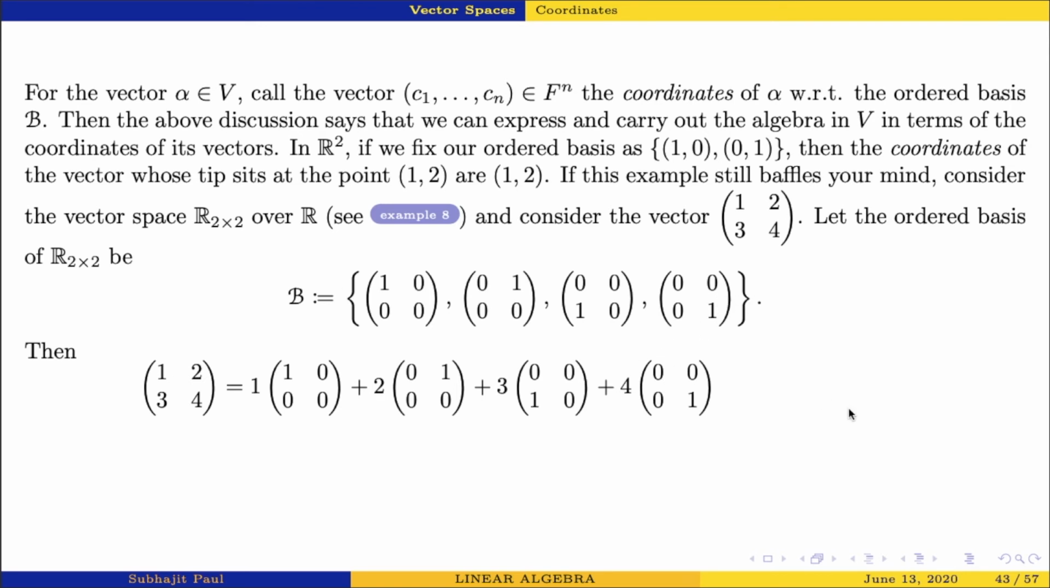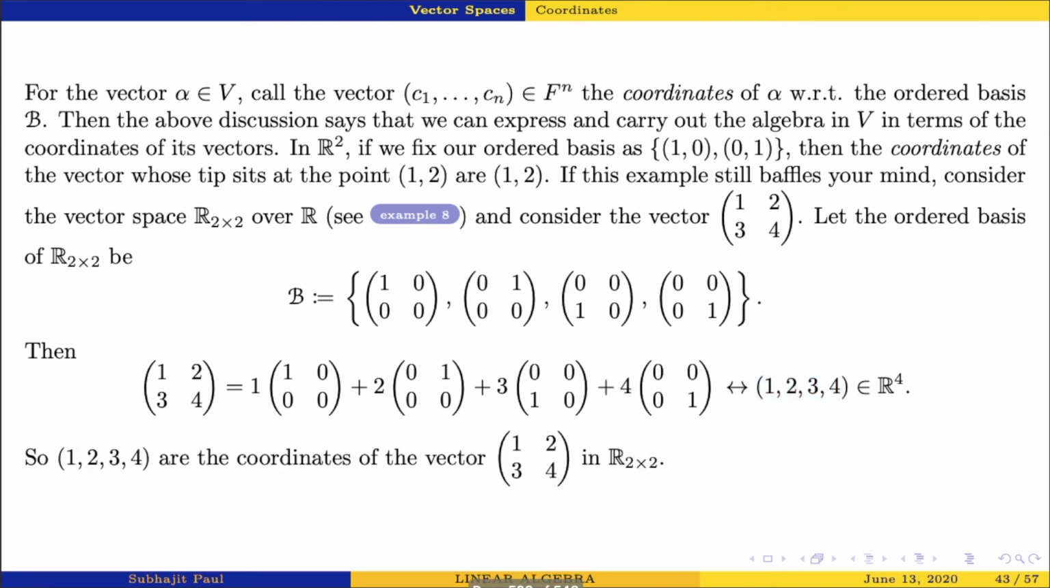So this corresponds to the coordinates (1, 2, 3, 4) in R4. So the coordinates of this vector, in the form of a matrix in the vector space R2 cross 2, are 1, 2, 3, 4, this point in the vector space R4. So (1, 2, 3, 4) are the coordinates of the matrix (1 2; 3 4) in R2 cross 2.